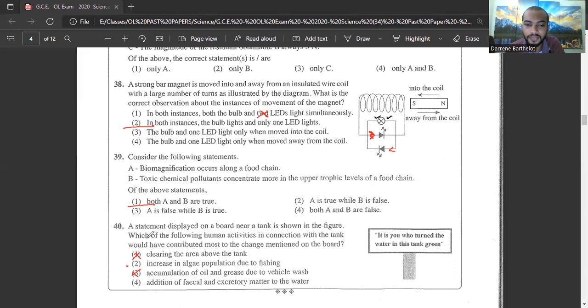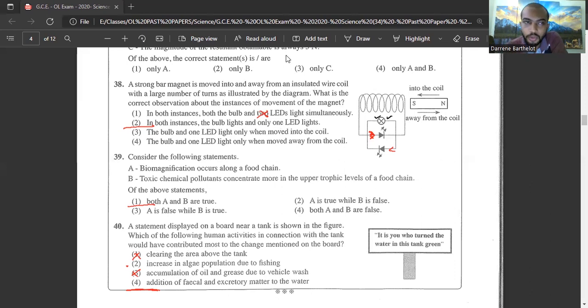That is the main reason. Why? When we add fecal matter and excretory material to the water, we will be adding nitrates and phosphates to the water. Due to those nitrates and phosphates, a large number of algae will grow in that tank. And that will cause the tank to be green in color. So when you take answers 2 and 4, the increase in algae population happens due to an increase in nitrate and phosphate levels. In the fourth one, the addition of fecal and excretory matter to the water will be the reason for the increase of nitrate and phosphate in the water. So the answer should be the fourth one. It is the most suitable answer.